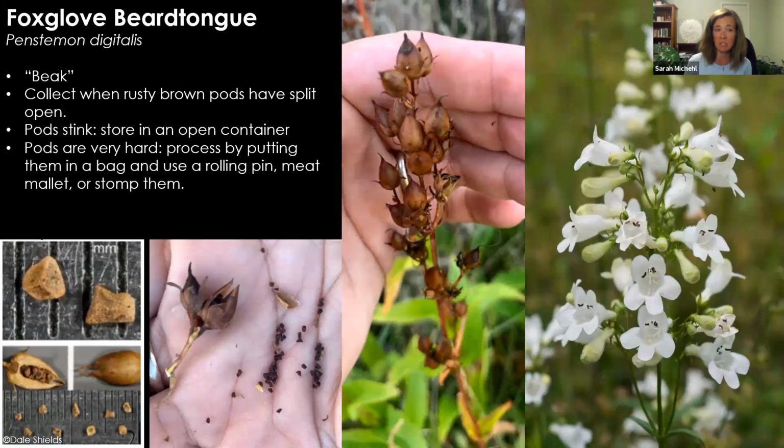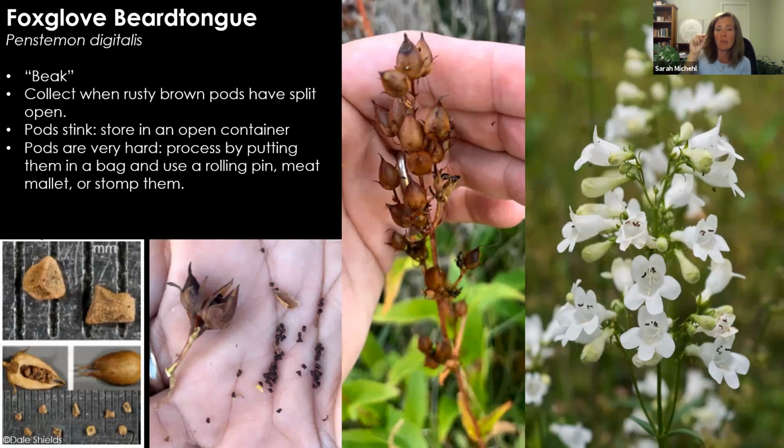Okay, so our next group are the beaks. And these are really interesting. Look at the picture towards the bottom left, where it's laying in my hand, and there's a bunch of crumbly little seeds in my hand. I'm holding it like this. You can see the beak. That's super cool. So foxglove beardtongue, or the penstemons, are an example of the beak group.